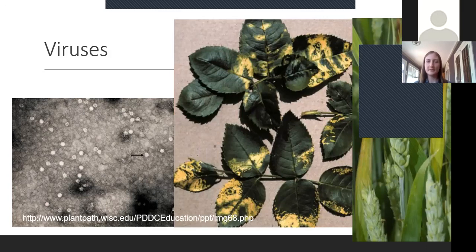So on this slide, you can see some symptoms that are common to viruses. In the middle, there's mottling. That's kind of the yellow patchiness on rose leaves. It's very common for viruses. On the right, you can see some wheat plants that have kind of streaky tips. It's another common symptom of viruses. And on the left, those are viral particles observable with an electron microscope. So other common symptoms are stunted height, twisting, and crinkling of the leaves.